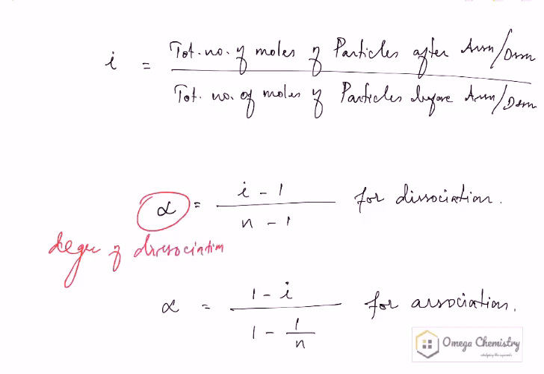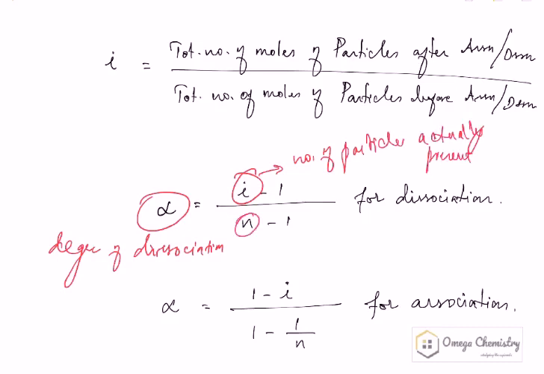And i is the number of particles actually present, and n is the number of particles expected. For association, alpha is (1 minus i) by (1 minus 1 by n).